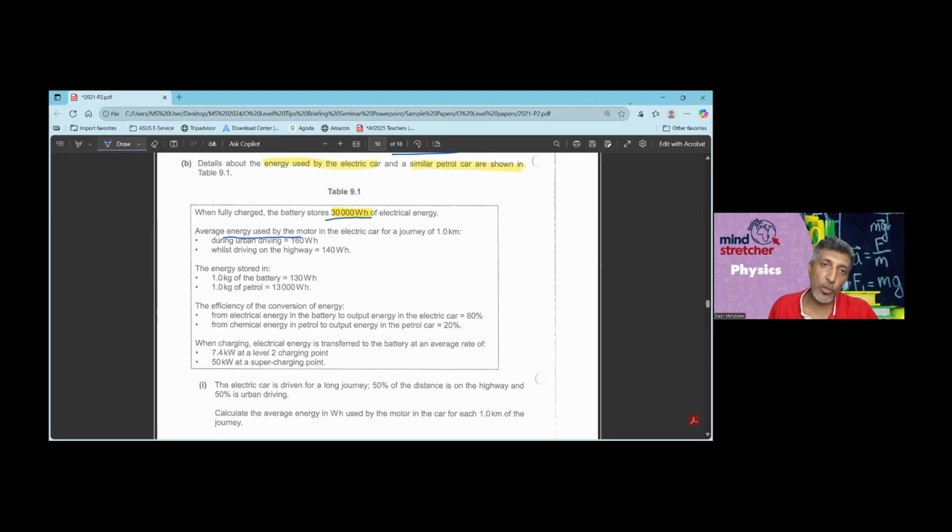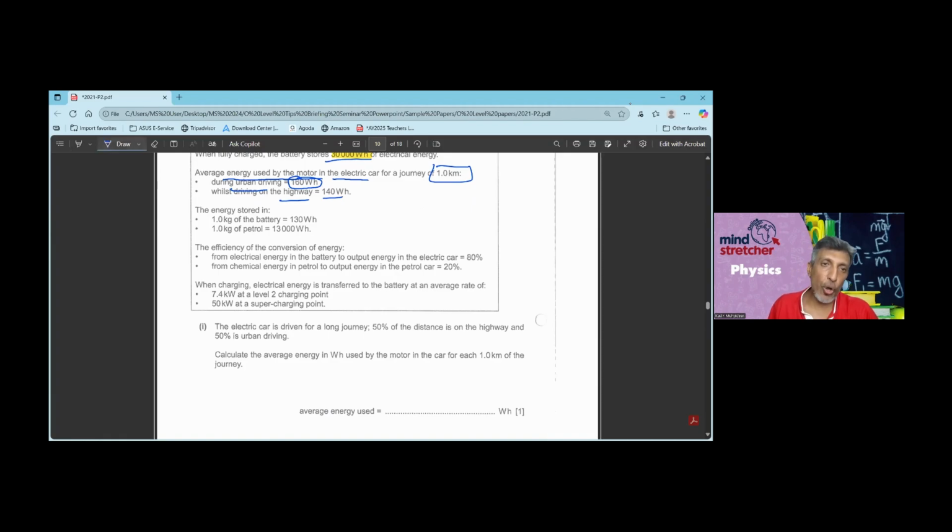The average energy used by a motor in an electric car for a journey of 1 kilometer for urban driving means like on all the roads that we travel before the highway. This one is like your CTE, PIE, SLE, all this. Obviously, when you travel on the highway, the energy consumption is lesser. These are all the roads that link you, with all the traffic lights. You're going to consume more energy.